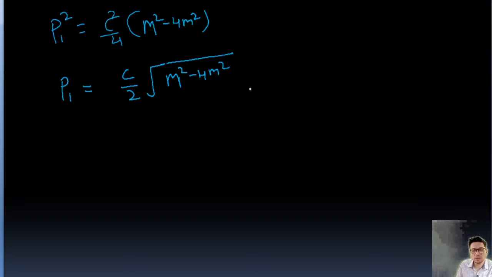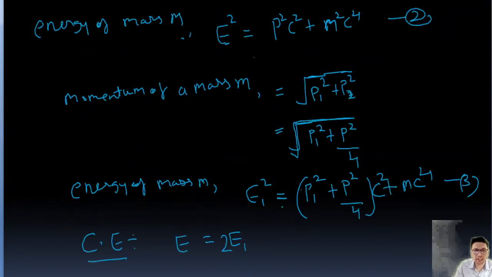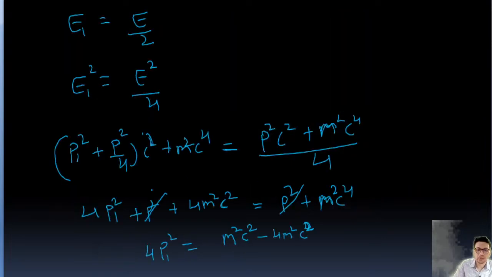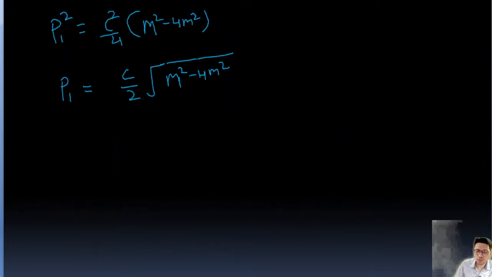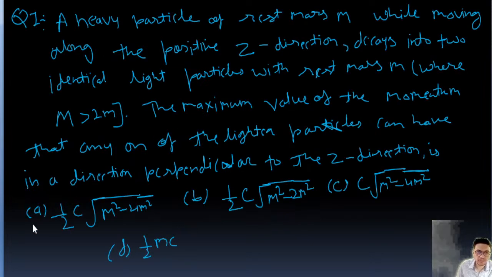This is the maximum momentum one of the lighter particles has in the direction perpendicular to the z direction. Guys, this is a very good question. Now I have solved it. So which option is matching? Let me check. Option A is matching, guys. Option A: C by 2 root M square minus 4m.